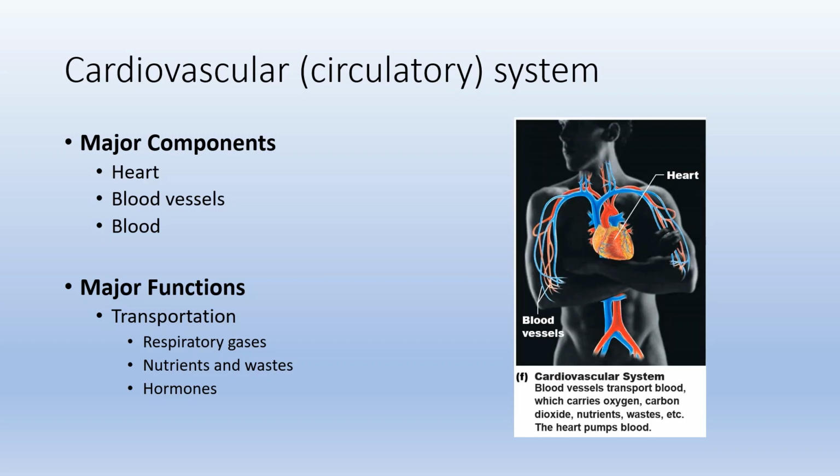Next, we have the cardiovascular system, which you may see referred to as the circulatory system at times. The cardiovascular system is made up of the heart, blood vessels, and blood. All three of those organs and structures function for transportation, whether that's transporting respiratory gases like oxygen and carbon dioxide, transporting nutrients and waste throughout the body, as well as hormones that were produced by the endocrine system.